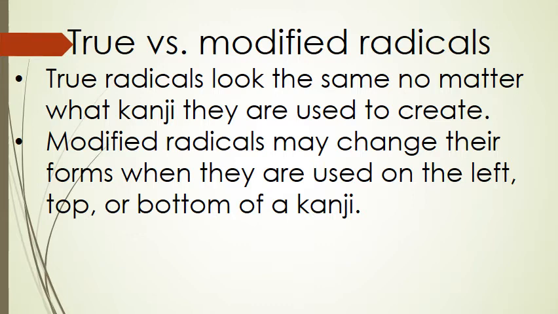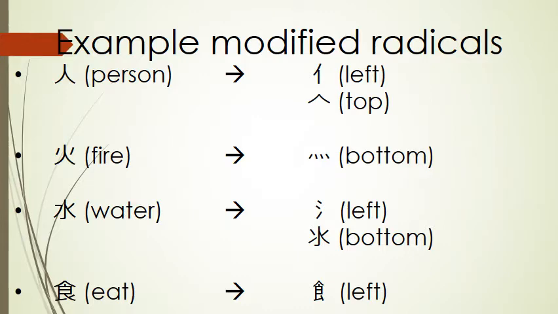But then we have modified radicals, and modified radicals can change their shape when they are used on the left, top, or bottom of a kanji. As far as I know, modified radicals are not used on the right side of a kanji. But yeah, let's take a quick look at those. We can see that they can change their shape just a little bit, or they can actually change their shape quite drastically. So a few examples of these.